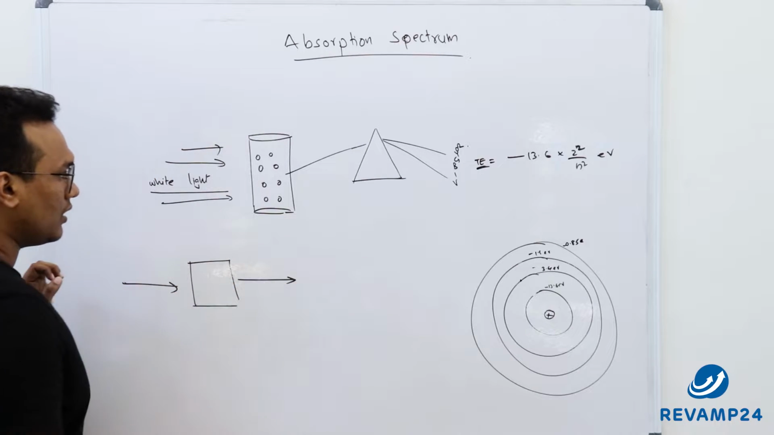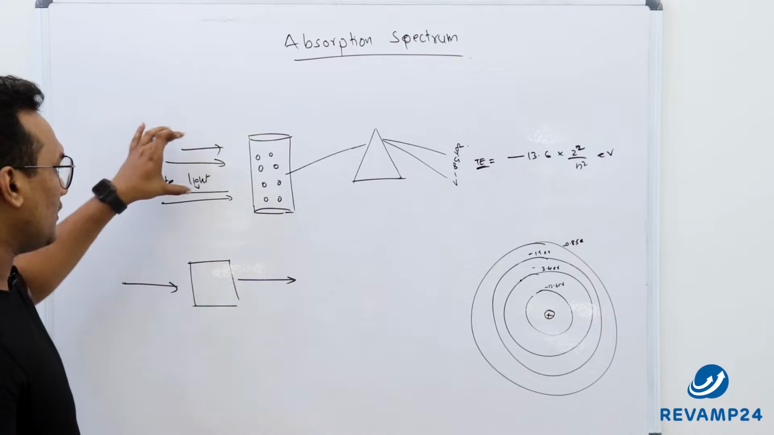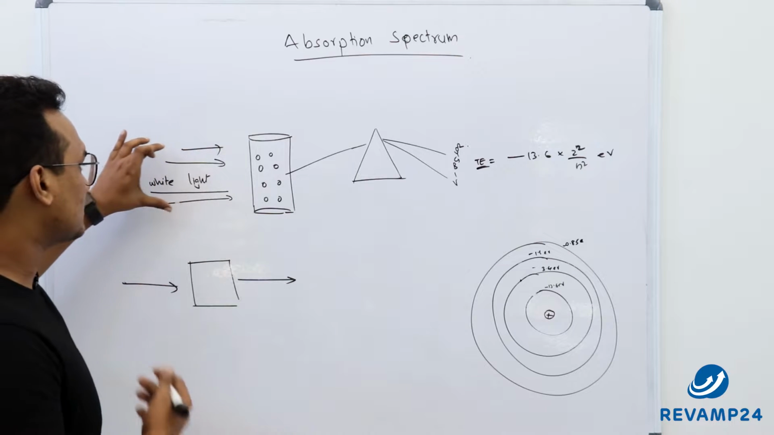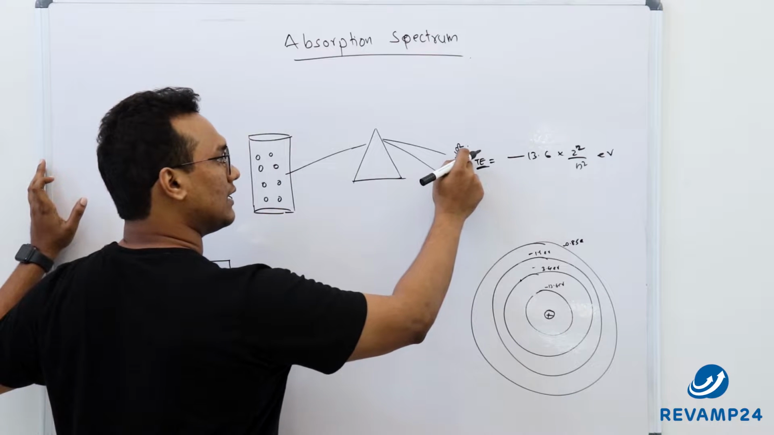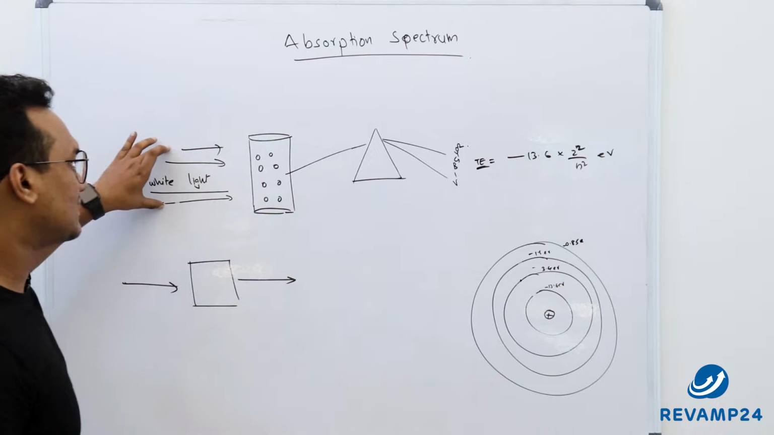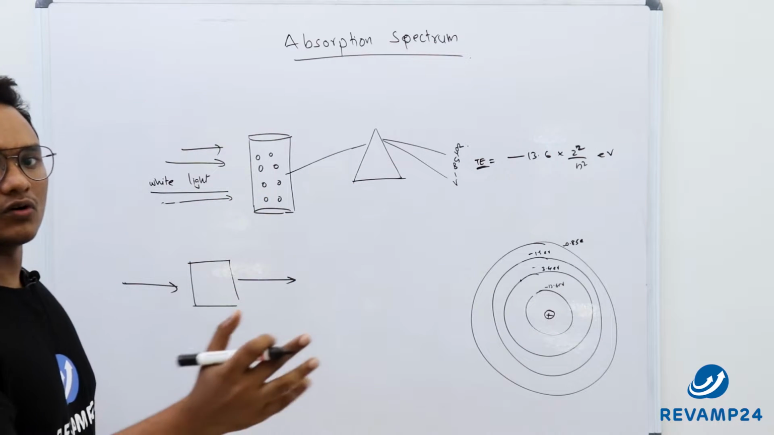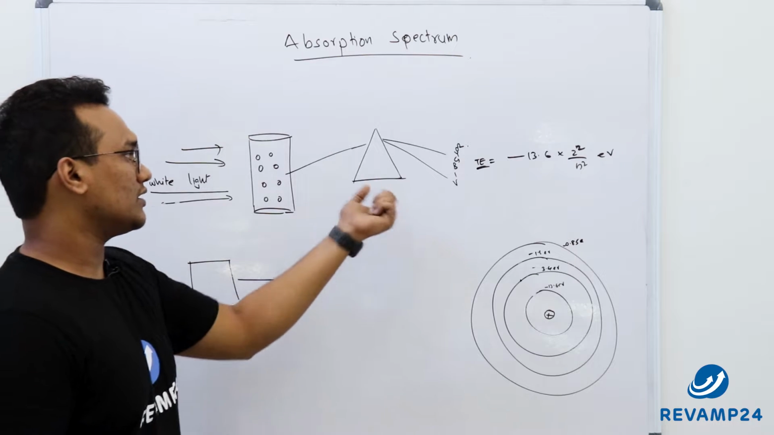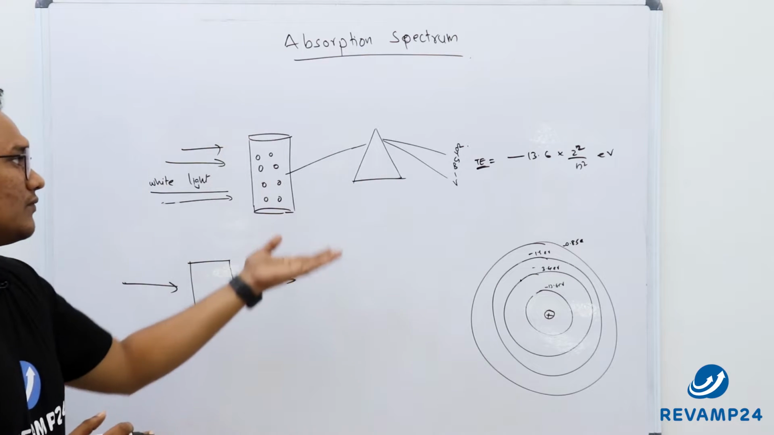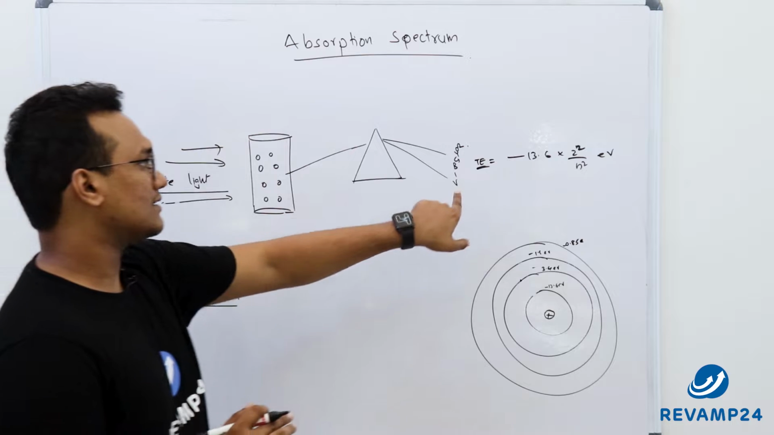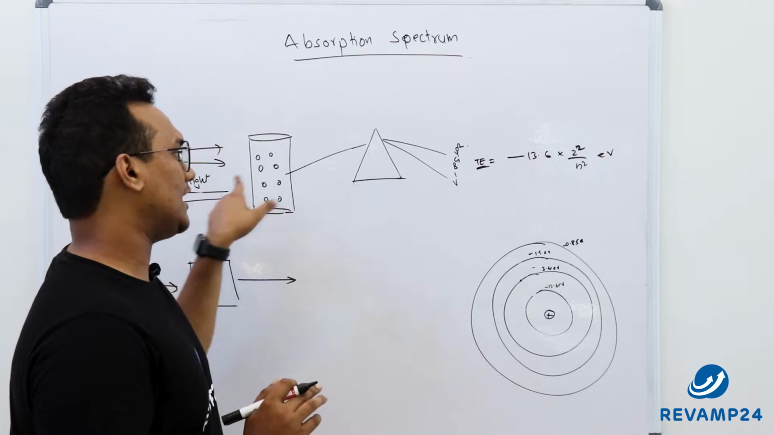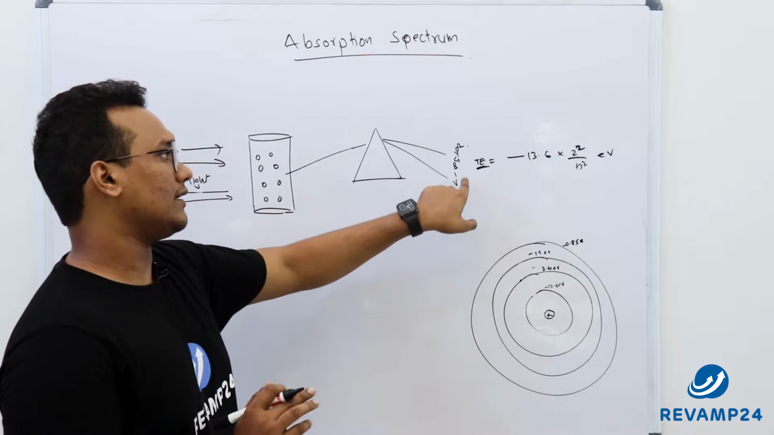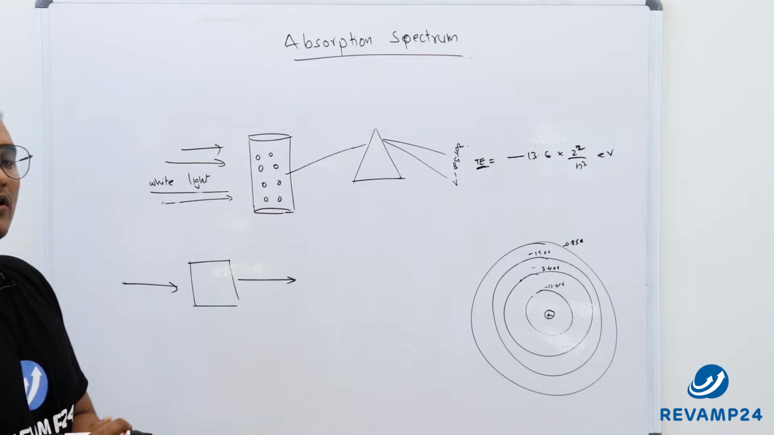But how many colors does white light have? It has violet, indigo, blue, green, yellow, orange, red. So how can we see these colors separately? Through dispersion, if we do the dispersion with a prism. When we do dispersion with a prism, the light is split into violet, indigo, blue, green, yellow, orange and red.